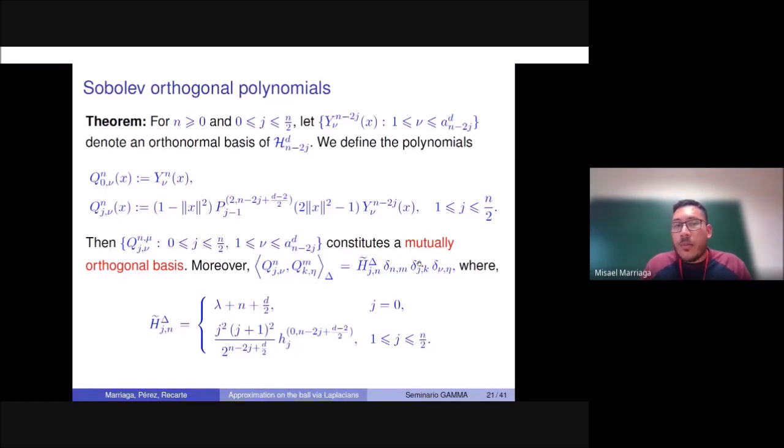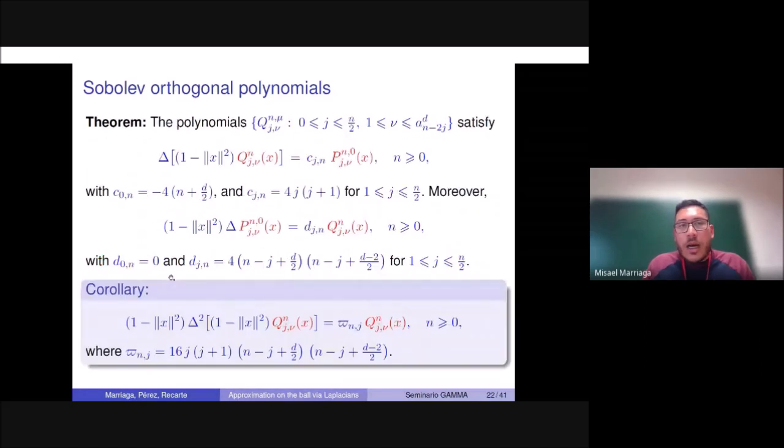That's why this is a mutually orthogonal basis. All right. So once we have constructed the basis, we look for some properties that might be useful for us later on in order to study the approximation properties. Okay. And one of the properties that we found is that the Sobolev basis is related to the classical one with parameter equal to zero. Okay, in this way over here.